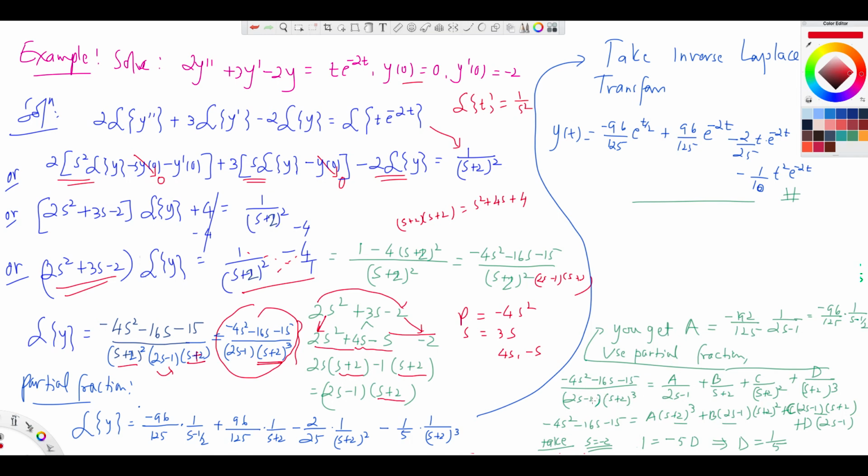A over the first non-repeated factor, plus b over the first exponent, and then plus c over the second exponent, and then d over the third exponent of that, right? That's what you do, and then you just simplify that. So just combine those, make a single denominator, right? Just take the least common multiple of those, and this is what you get.